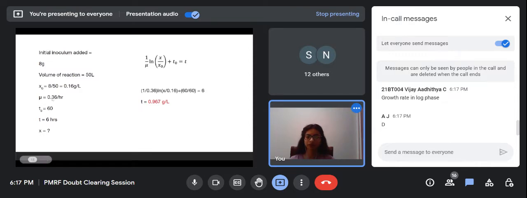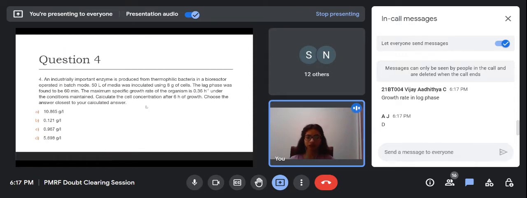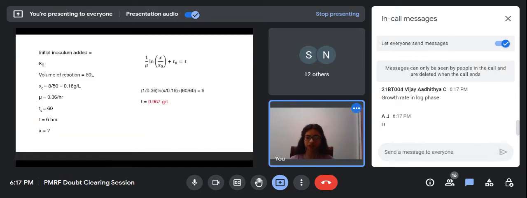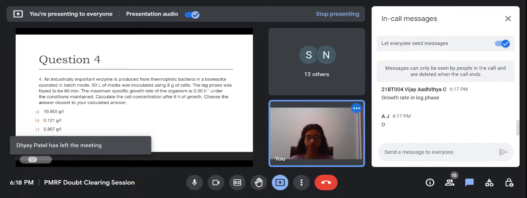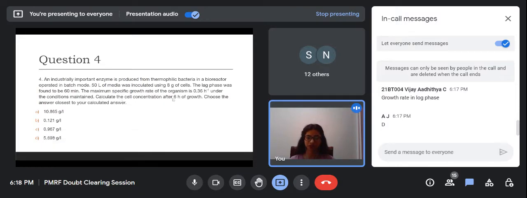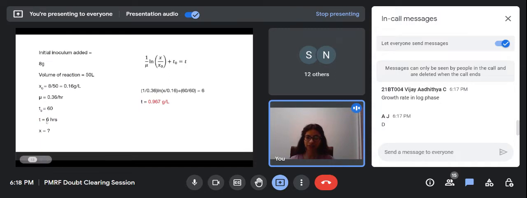The specific growth rate that is given to you is 0.36 per hour. The lag phase is 60 minutes in this case. Since the question is to calculate the cell concentration after 6 hours, the t in this case is 6 hours, and what you have to find is x, which is the concentration of the cells after 6 hours. So this is the formula that has been given to us: 1 by mu ln x by x naught plus t naught equals t. So what you have to find is the x in this. You know what everything else is.